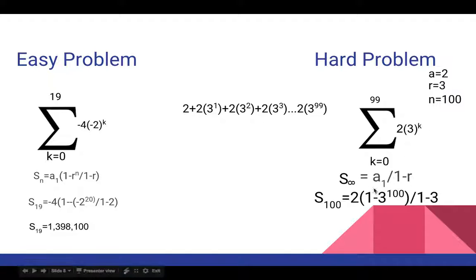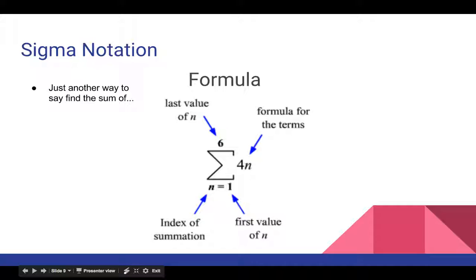Okay? So now this is our formula, because we needed to derive it, because if not, then it wouldn't make sense. So this is our first term. And so we're going to keep on going on to 2 times 3 to the power of 99. Okay? So now that we know all our information, we're going to plug it in. So we're going to do S of 100 is equal to 2 times 1 minus 3 to the power of 100, divided by 1 minus 3. Okay?